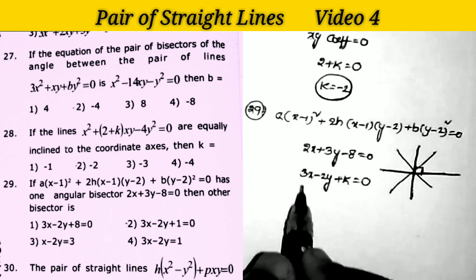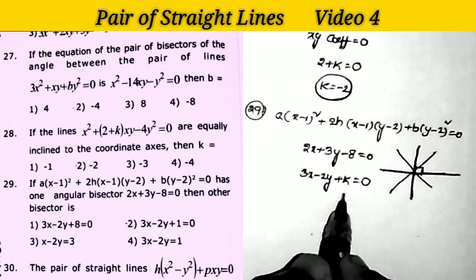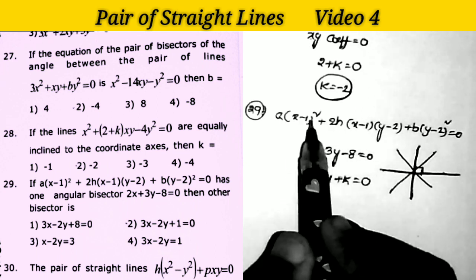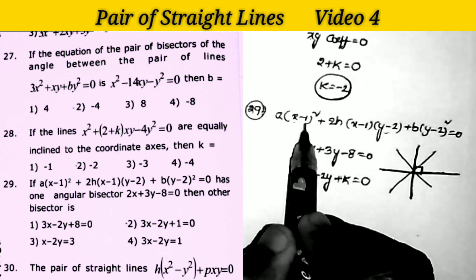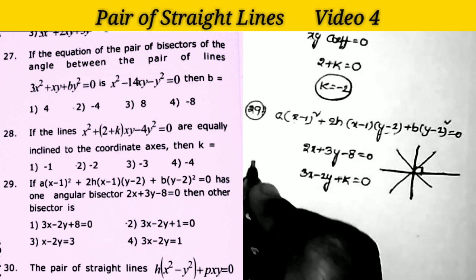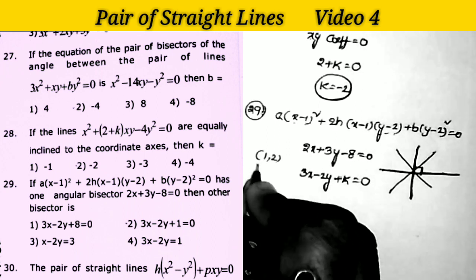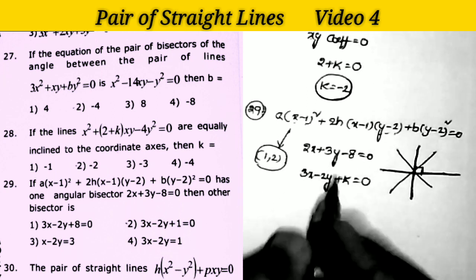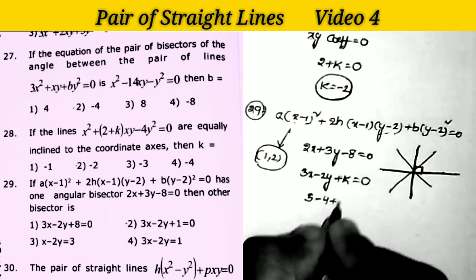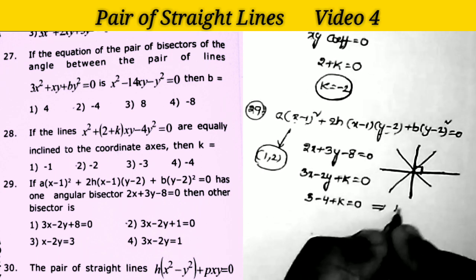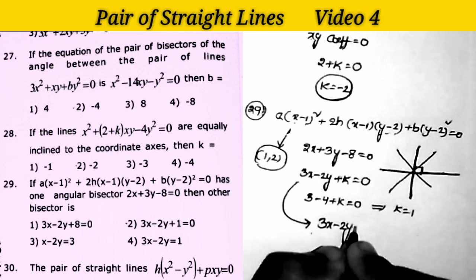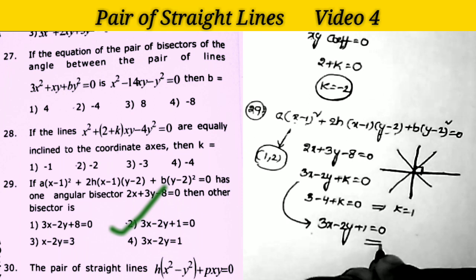So what is the perpendicular equation? 3x minus 2y plus k is equal to 0. Now how to find the k value here? Observe, in the given equation we have one point. What is the point? 1, 2, from a(x minus x1) whole square, (y minus y1) whole square. So clearly one point is also given from the pair of straight lines, that is (x, y) is equal to (1, 2). Now replacing that point here, that is 3 minus 4 plus k is equal to 0. Then the value of k is equal to 1. Therefore the second angular bisector equation is 3x minus 2y plus 1 is equal to 0, and that is the second option. That's all.